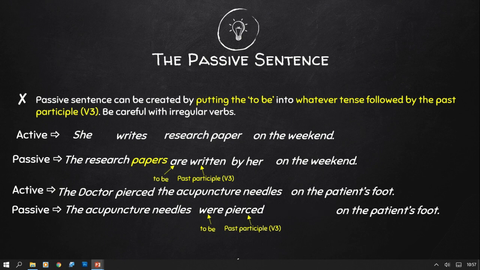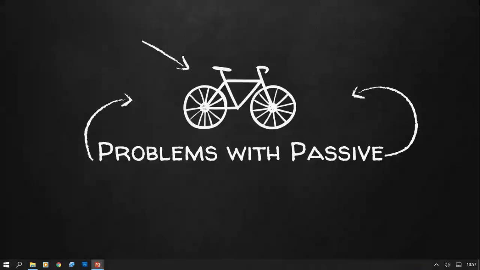And like I said before, it doesn't matter if you omit the doer because it's in the object position, so it's fine to just omit it. And the sentence is still grammatically correct. The acupuncture needles were pierced on the patient's foot.